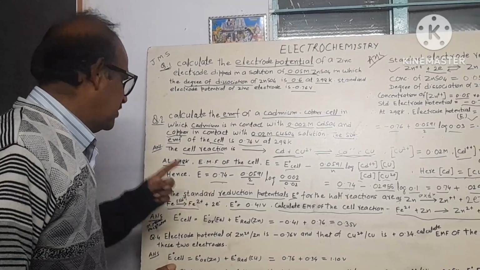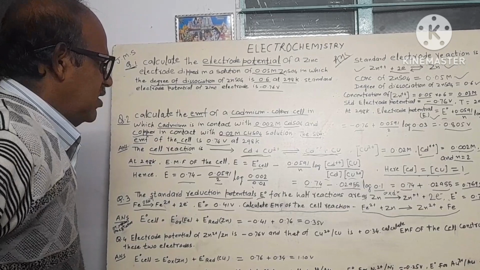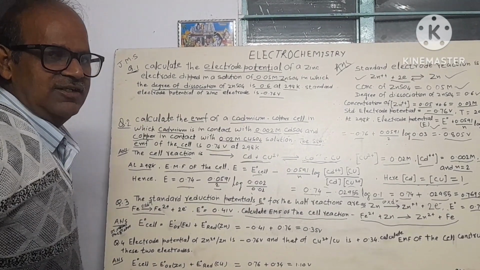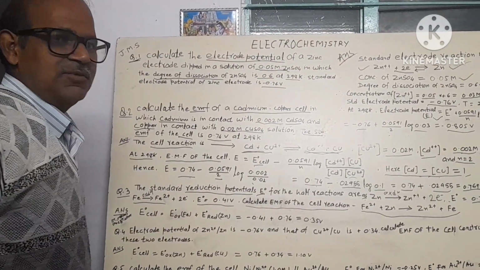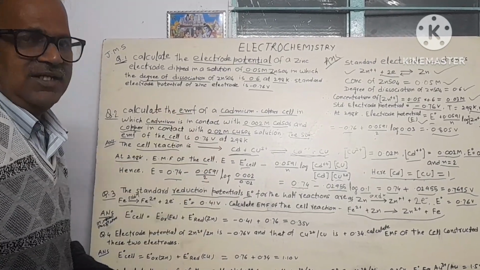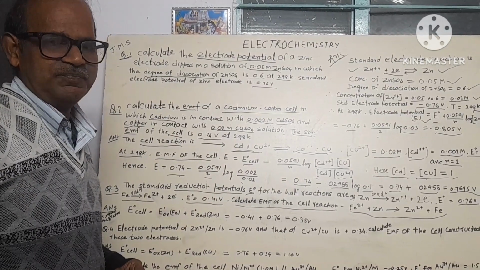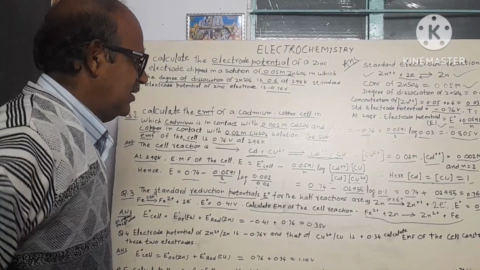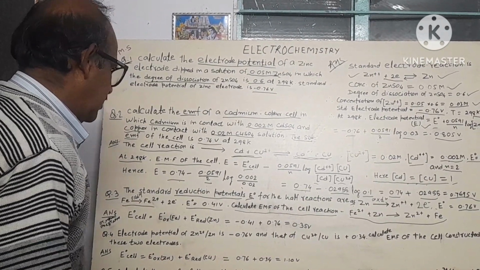Here only the oxidation reaction is given for both: for zinc also oxidation, for ferrous also oxidation. This is actually what you have to consider. You have to convert it into the oxidation and reduction reaction. Now, how will you solve this?